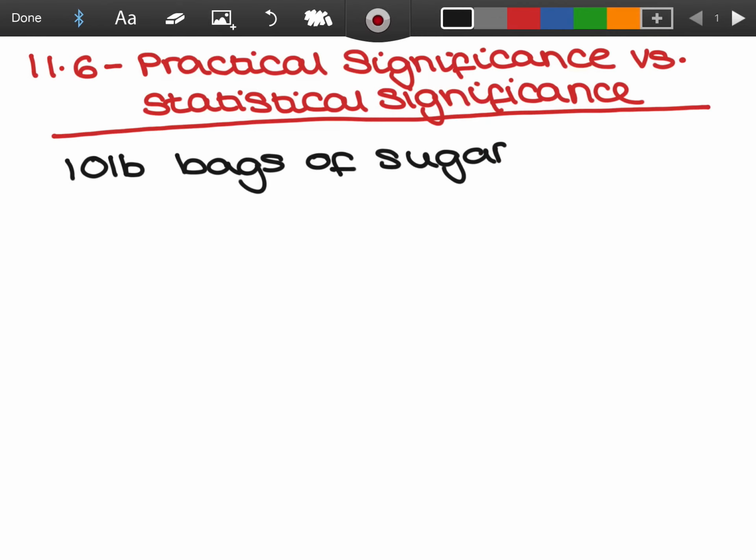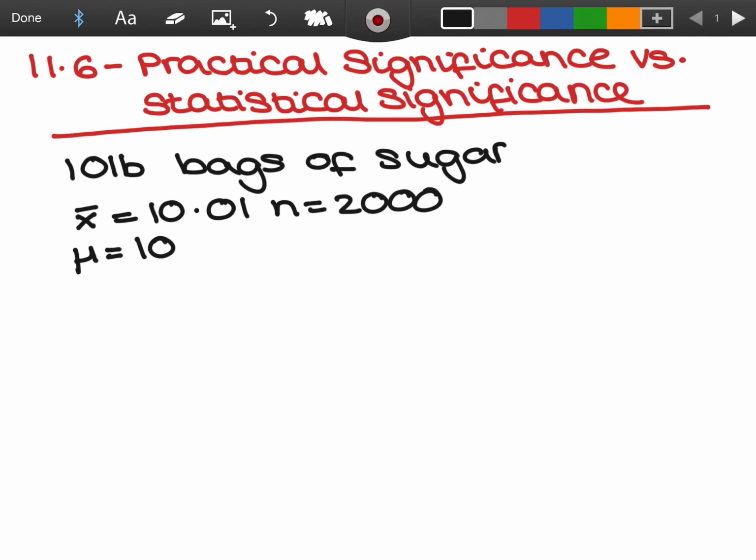But you take a sample of this population of bags of sugar, and the average amount in the sample is 10.01 pounds. So the sample mean is 10.01, okay? But the population mean, you think, is 10 pounds. And you take a sample, you've taken a sample of 2,000 bags, okay? And let's say that they also had a standard deviation of 0.1, okay? Just throw that standard deviation in there.